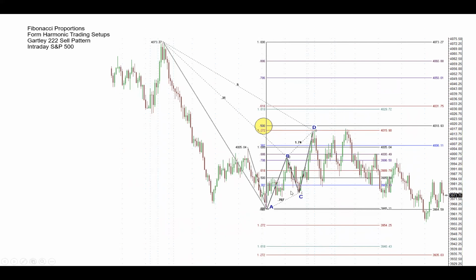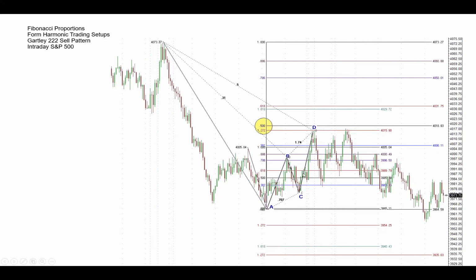So that becomes part of a larger pattern that's forming. And within the B to C leg, there's an A, a B, a C, and a D buy pattern. That's called a Gartley buy pattern because it's retesting that previous low right here. So a number of patterns happening.